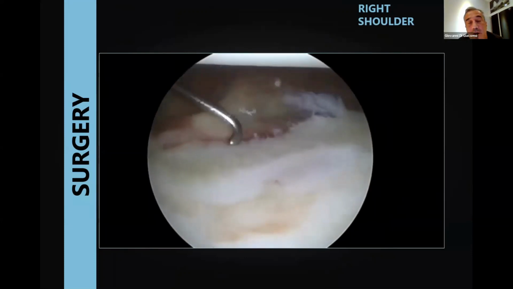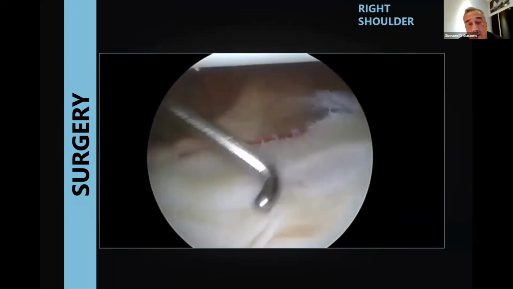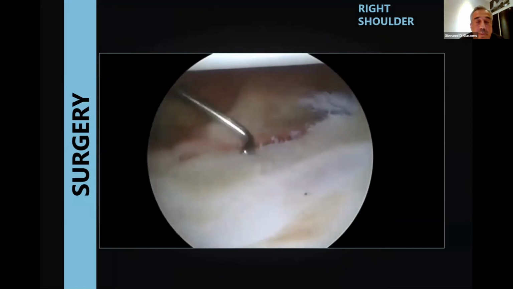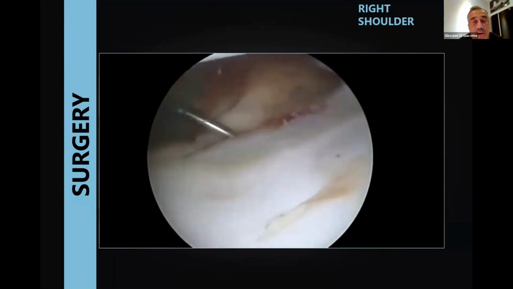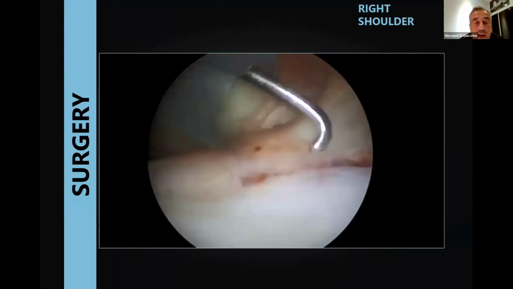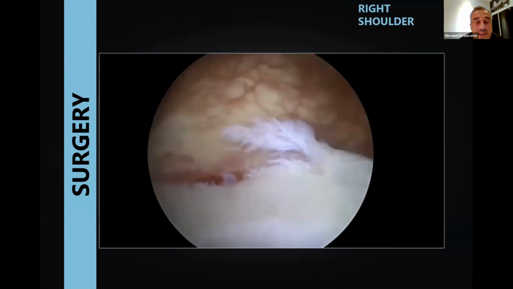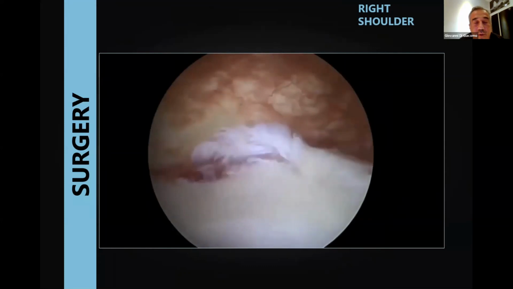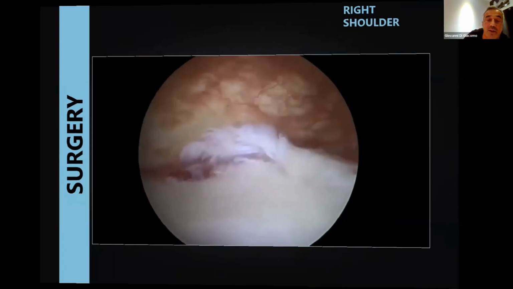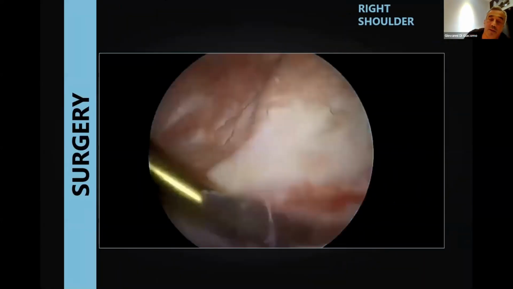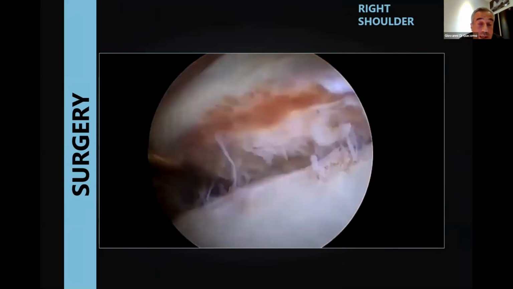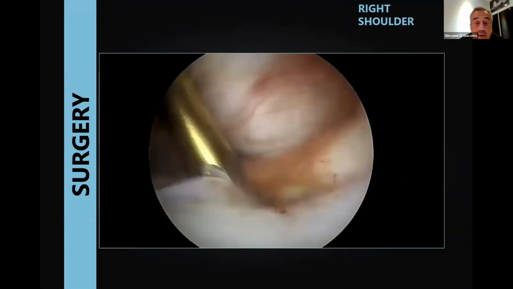You can use the camera, as I told you, from the back or from anterosuperior. It's up to you. Many surgeons, because they have a better view of the glenoid, prefer anterosuperior. We feel comfortable with both. So you can see the Bankart lesion that usually is between 3 o'clock and 6 o'clock. You have to test also the quality of the ligament. You have to make a debridement.